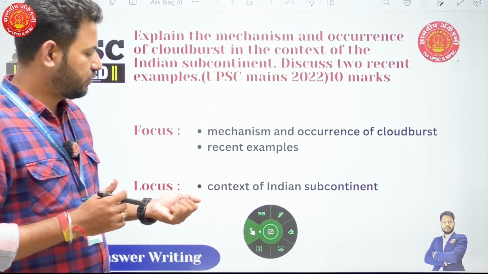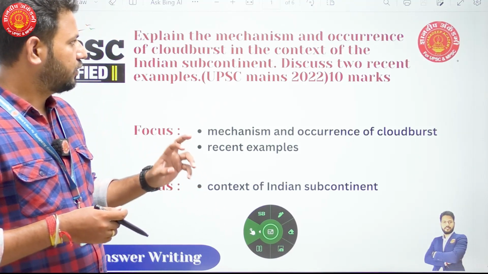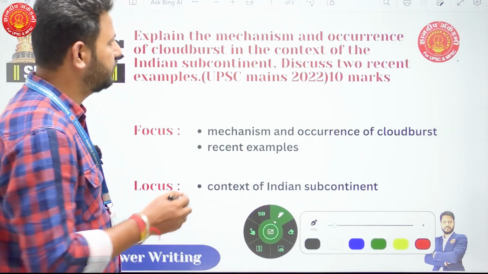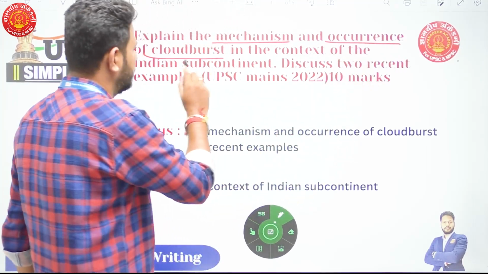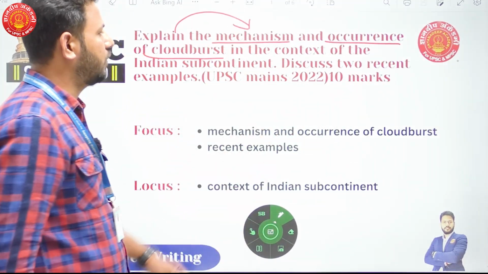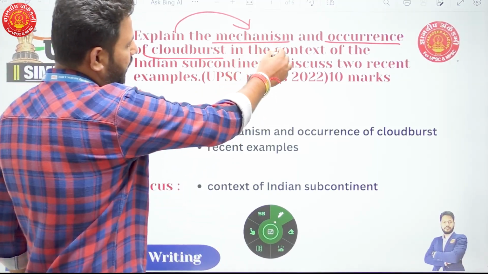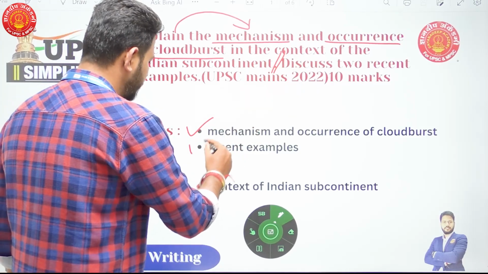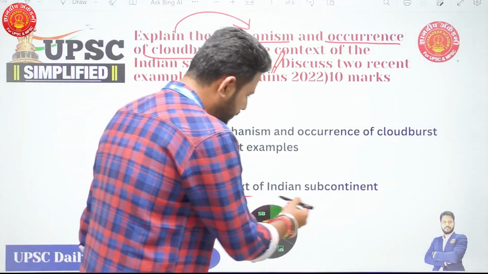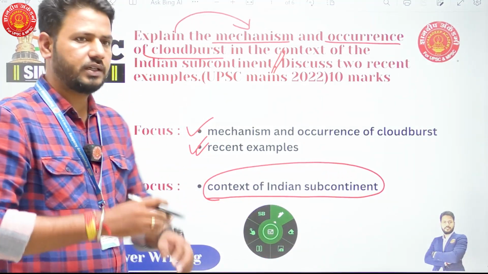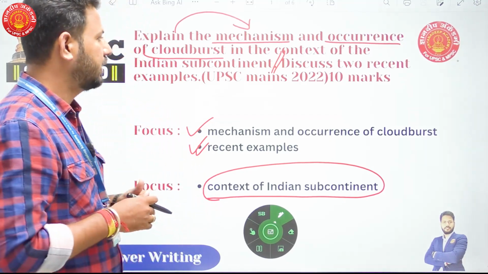So as usual, first we'll have to know what is the focus and what is the locus of the question. For this question, the focus here is what is the mechanism and occurrences of cloudburst. So explaining the mechanism and occurrences of cloudburst is one focus. And in the second part of the question, the two recent examples is another focus. Whereas the locus is in context of the Indian subcontinent. Okay, so you'll have to consider the complete Indian subcontinent when you're giving examples about the cloudburst.